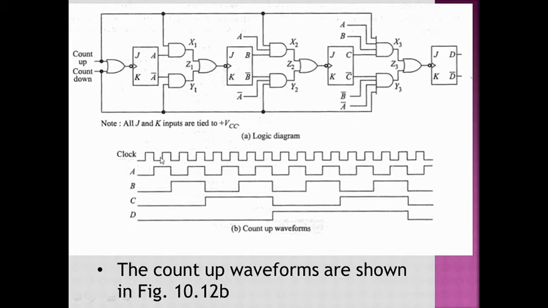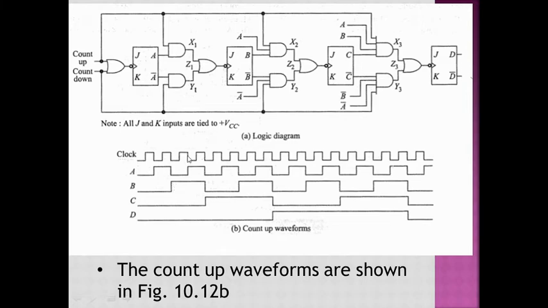But prior to this second clock pulse, A is already high. That means the X1 gate is going to be high. X1 gate, one of the inputs is high and it is enabled. So the second clock pulse will be passed through this gate and through the OR gate and it is available to the flip-flop B. And on the negative edge of the clock pulse, the flip-flop B is going to toggle here.